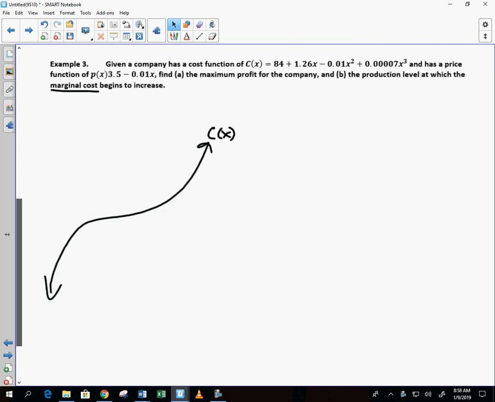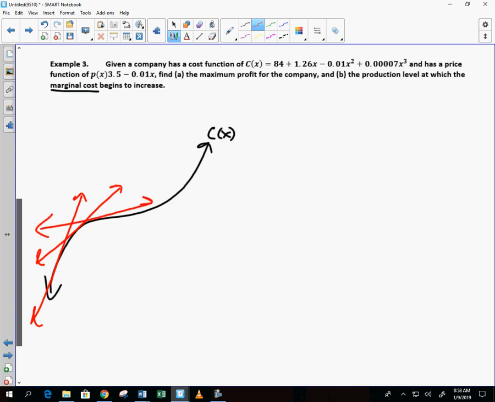Would everybody agree that this tangent line represents C prime of x? It represents marginal cost. What's happening to marginal cost? Is it increasing or decreasing? It's decreasing. How about now? Still decreasing. And then all of a sudden, what happens? It starts to increase. When we say decrease, what we mean is that it's dropping. The tail of the tangent line is dropping, and all of a sudden it starts to kick back up.